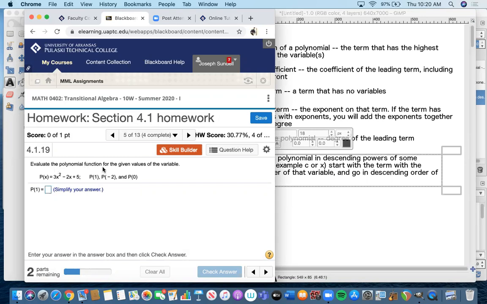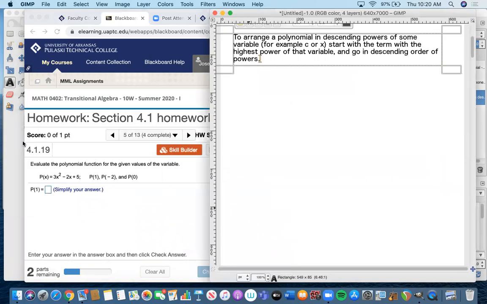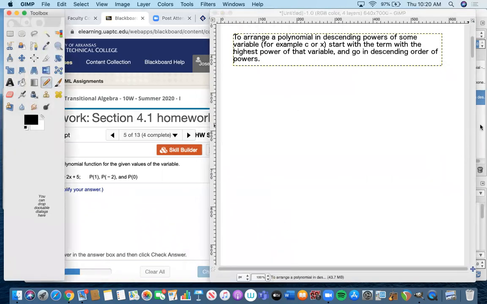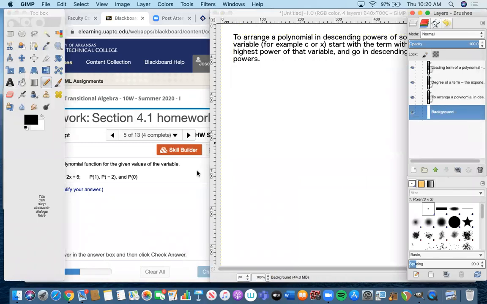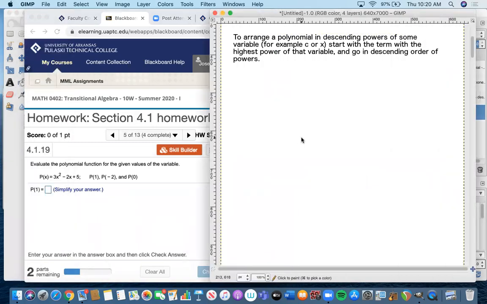Now we're going to look at polynomial functions. This one says evaluate the polynomial function for the given values of the variable. This is just something we call function evaluation, and this is where your calculator will come in really handy. So this is number 5. They give us a polynomial function p of x, with the formula 3x squared minus 2x plus 5. And they're asking us to find 3 function values.